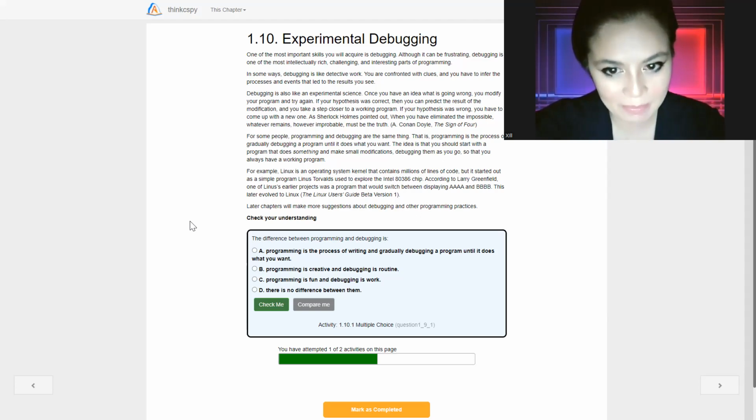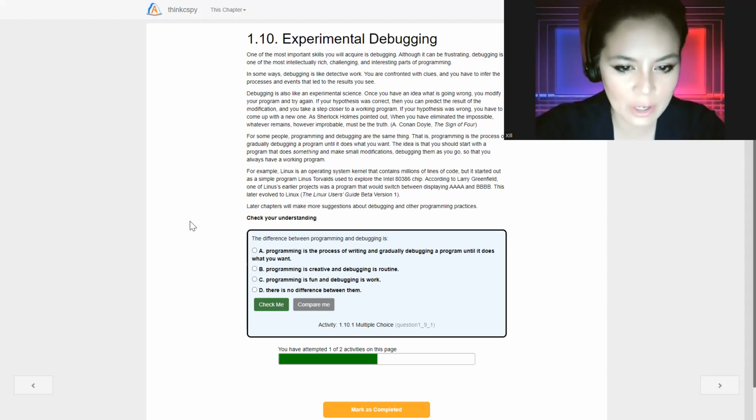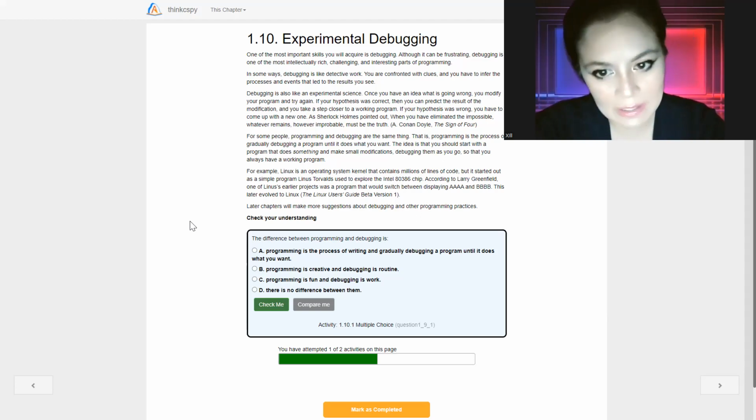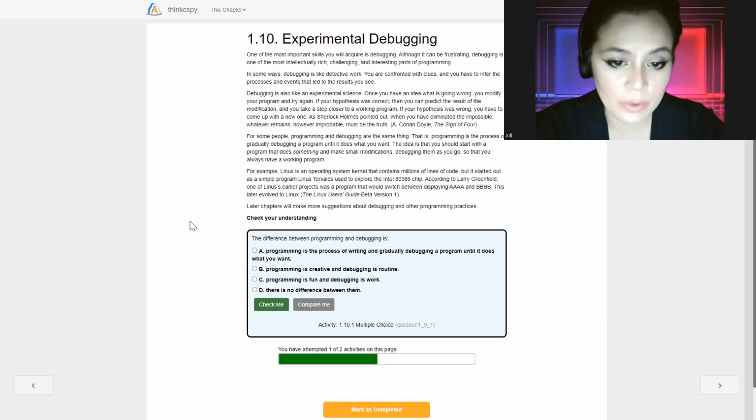80386 chip. According to Larry Greenfield, one of Linus's earlier projects was a program that switched between displaying AAAA and BBBB. This later evolved into Linux. This information was drawn from the Linux Users' Guide Beta Version 1. Later chapters will make more suggestions about debugging and other programming practices.